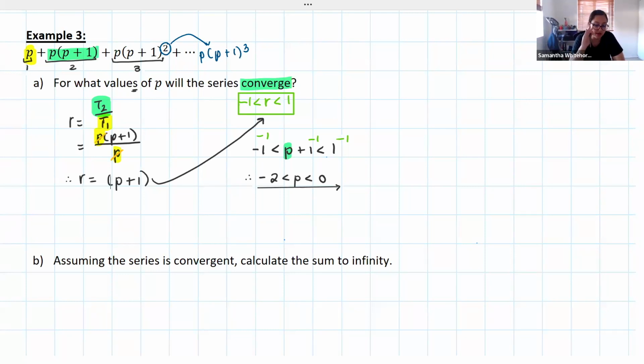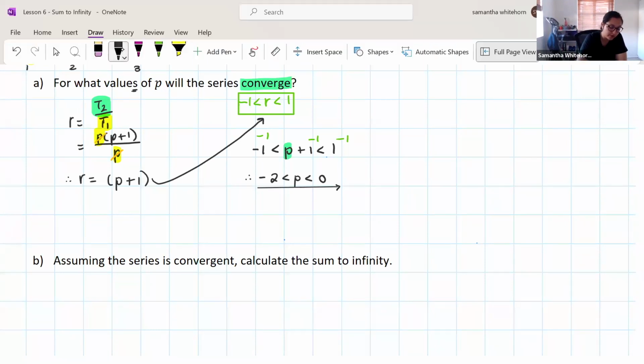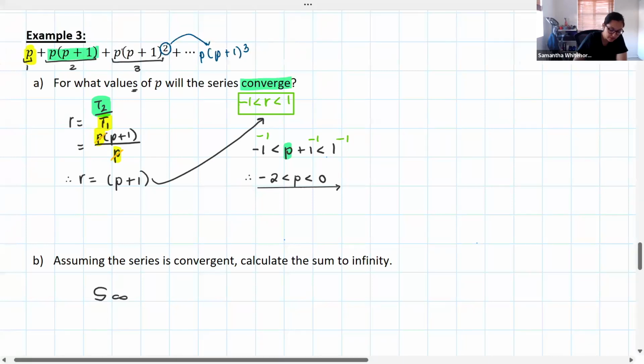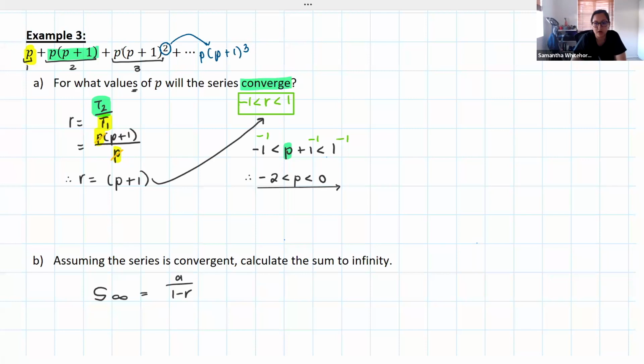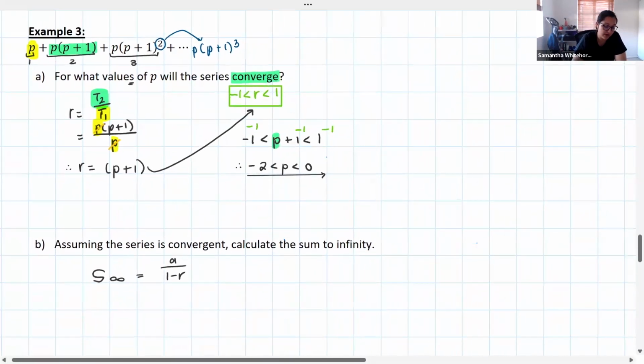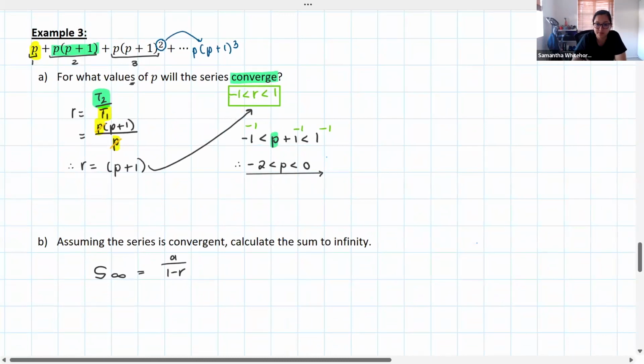Now we just need to be careful. We've found out what range of values p can be, but the question hasn't said, assuming p is -1. So we still don't actually know the exact value of p. So how are we going to calculate the sum to infinity? Well, we know our formula is the sum to infinity is equal to a over 1 minus r. So let's substitute in what we know. We might actually see that it simplifies and terms cancel out.